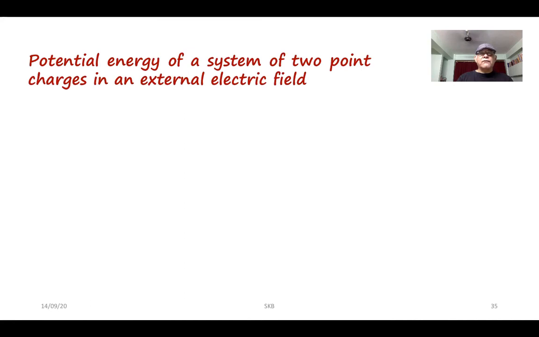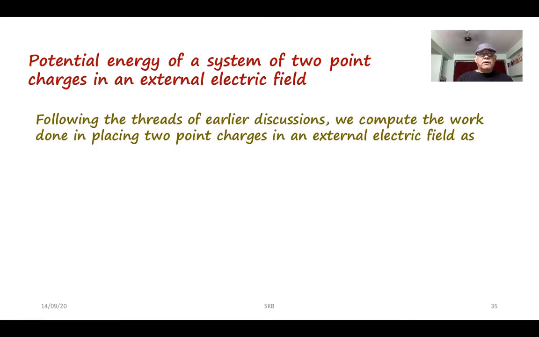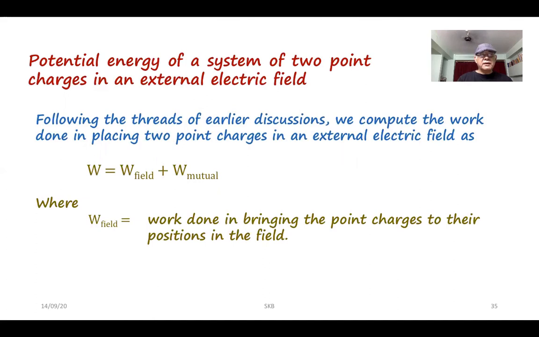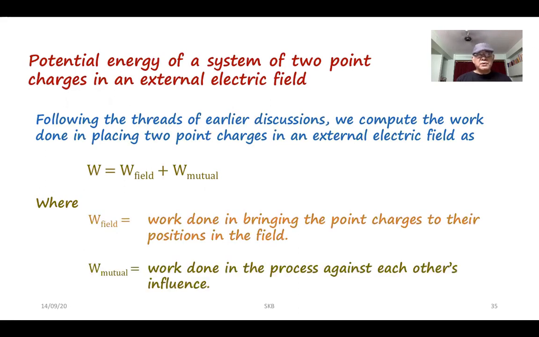Potential energy of a system of 2 point charges in an external electric field. Following the threads of earlier discussions, we compute the work done in placing 2 point charges in an external electric field as W equal to W subscript field plus W subscript mutual, where W subscript field means work done in bringing the point charges to their positions in the field, and W subscript mutual means work done in the process against each other's influence.